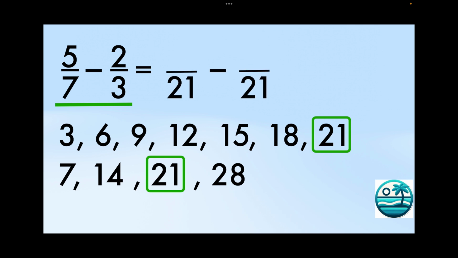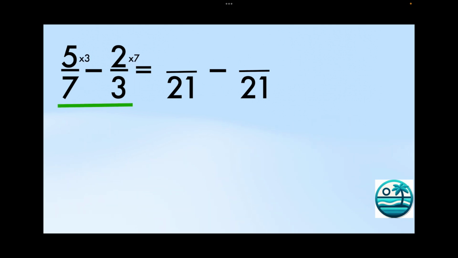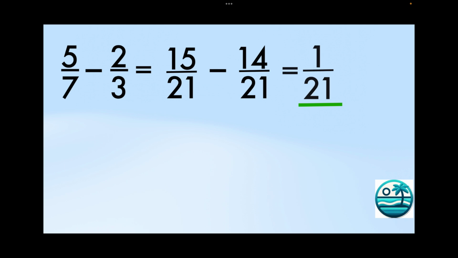This tells me that I need to make my new denominators 21 in my equivalent equation. I can do that by multiplying the 7 by 3 and the 3 by 7. Whatever I do in my denominator, I also have to do in my numerators, which gives me a new equivalent equation of 15/21 minus 14/21 for a total of 1/21.